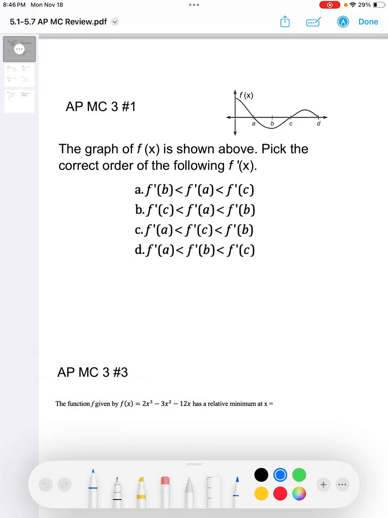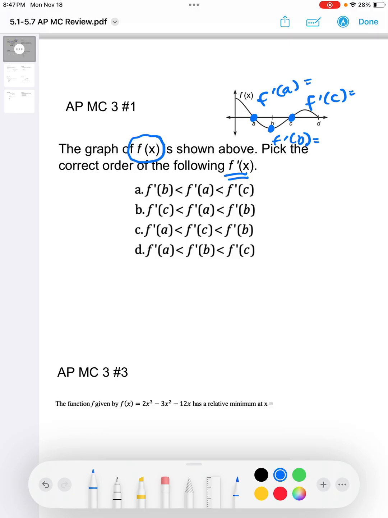We have the graph of f of x shown in this picture, and we are trying to find the correct order of f prime. Well, we know that f prime is going to give me my derivative, so we're going to just look at a couple pieces here. F prime of A, f prime of B, and then finally f prime of C.